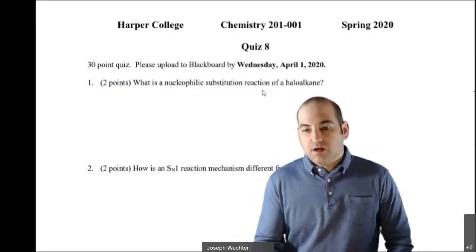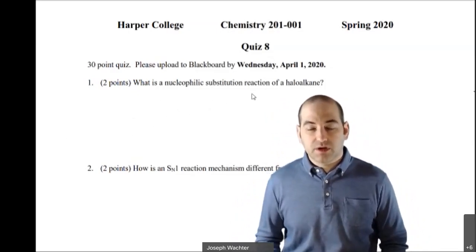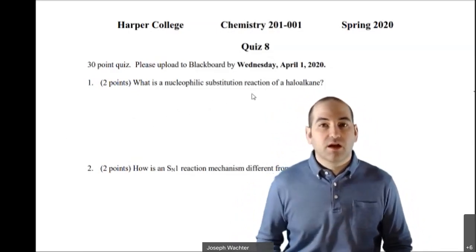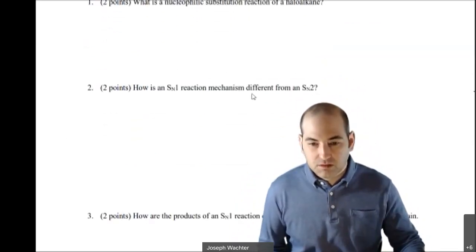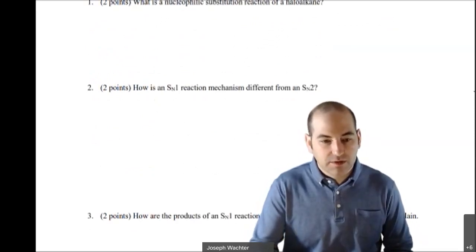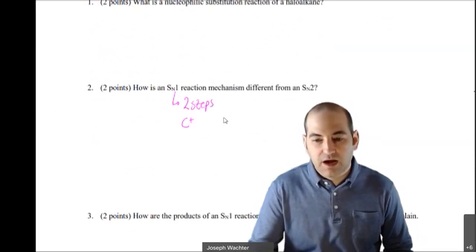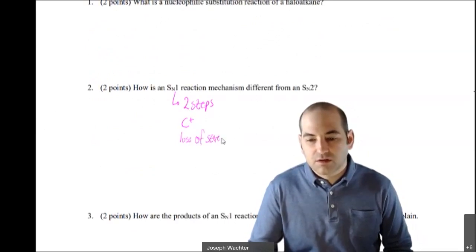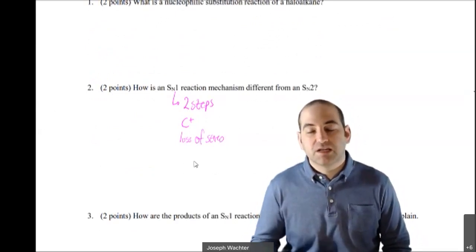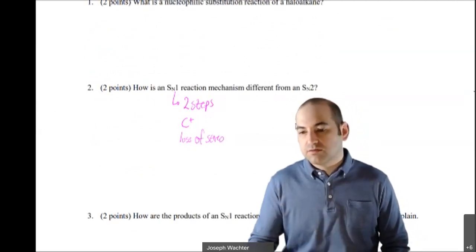Chapter 8 is nucleophilic substitution reaction of a haloalkane. We've been talking about that for a while now, so that's just where the nucleophile can come in and substitute for the halogen on an alkane. And hopefully you're comfortable with this by now, but an SN1 reaction is two steps. It forms a carbocation. You can say this however you want, but loss of a stereocenter, or that it doesn't form. It's not stereoselective or stereospecific, whereas SN2 is the opposite of those things.